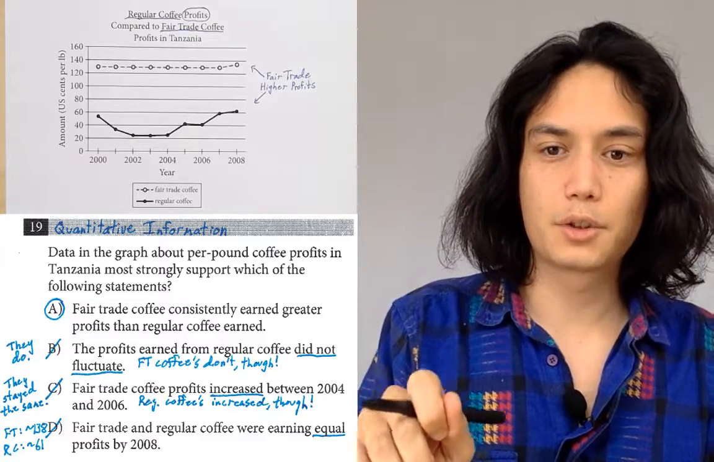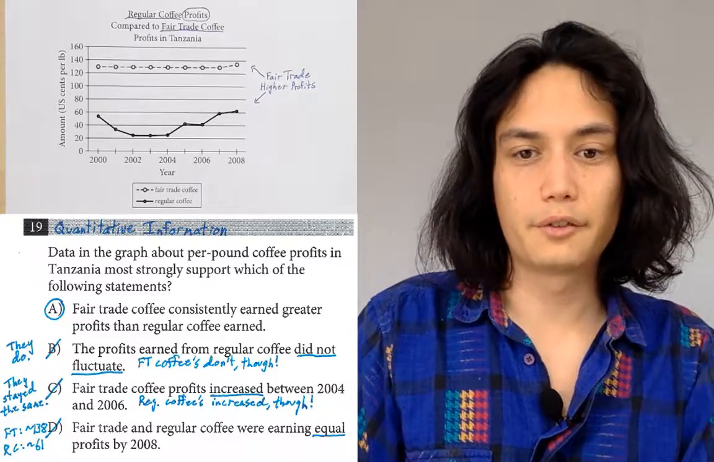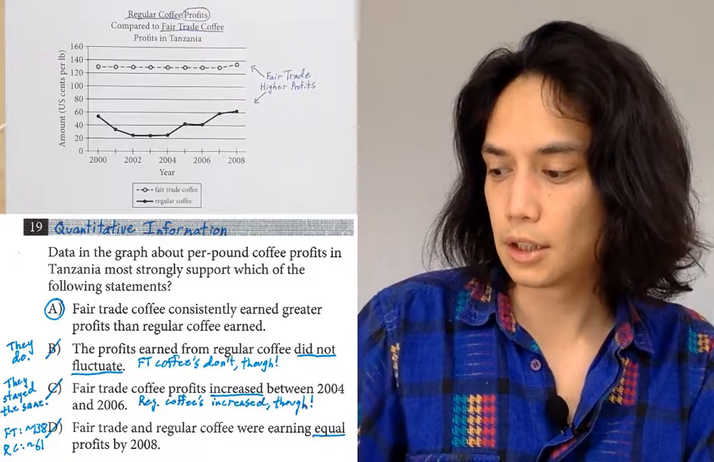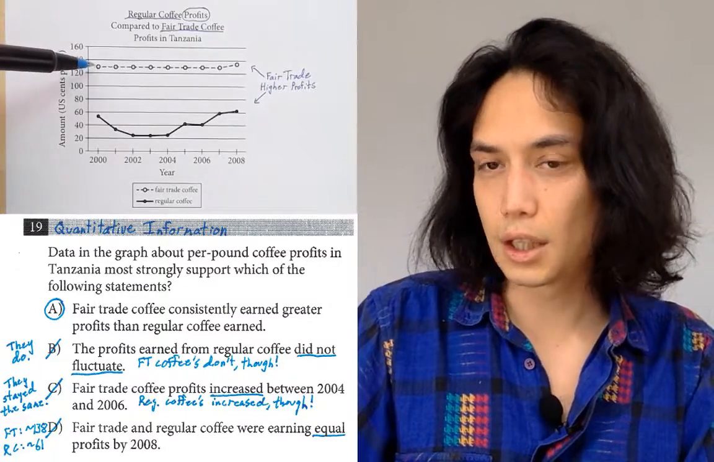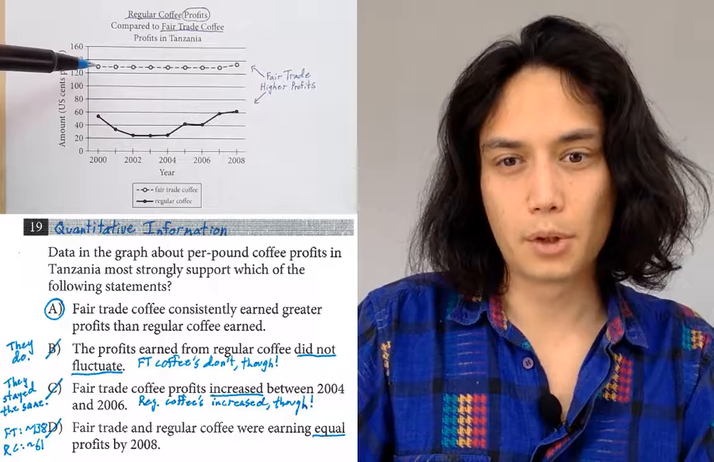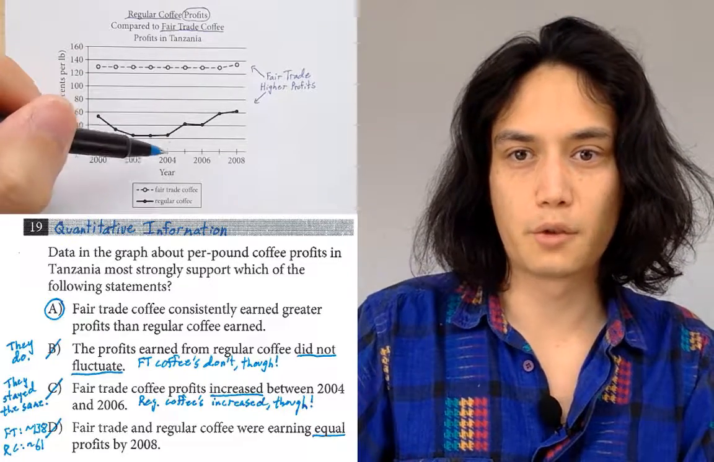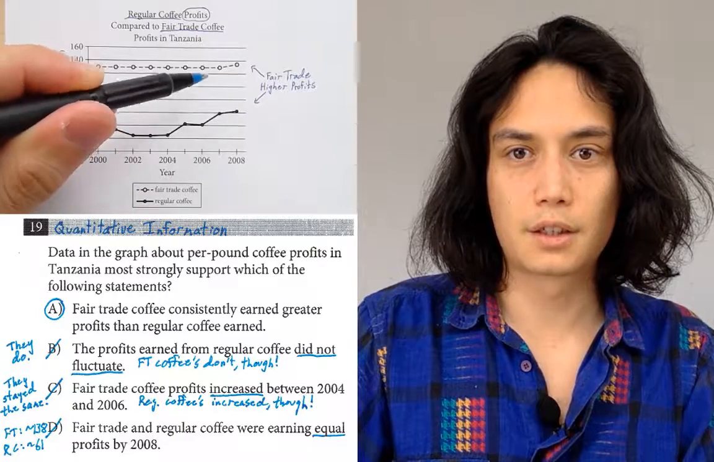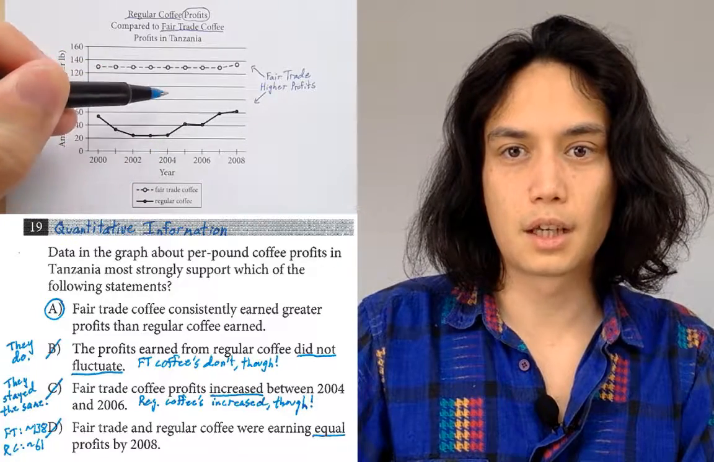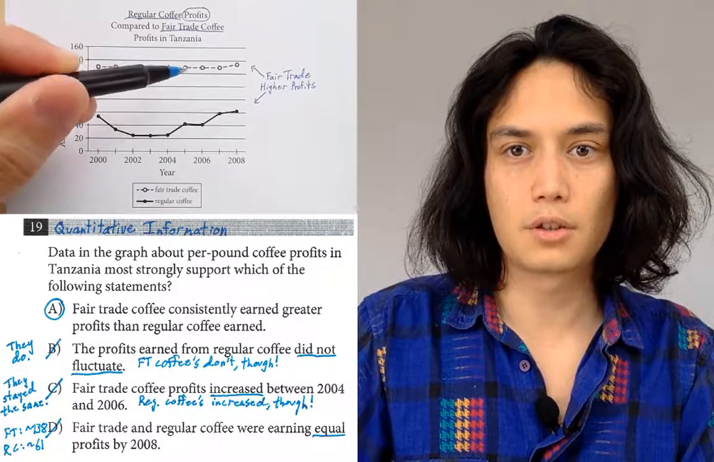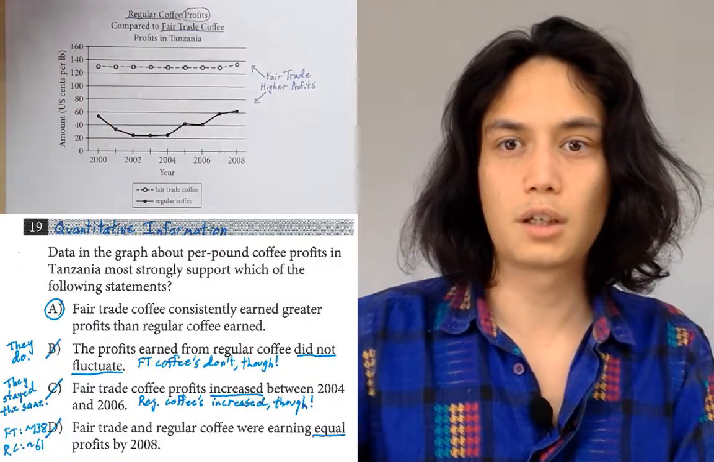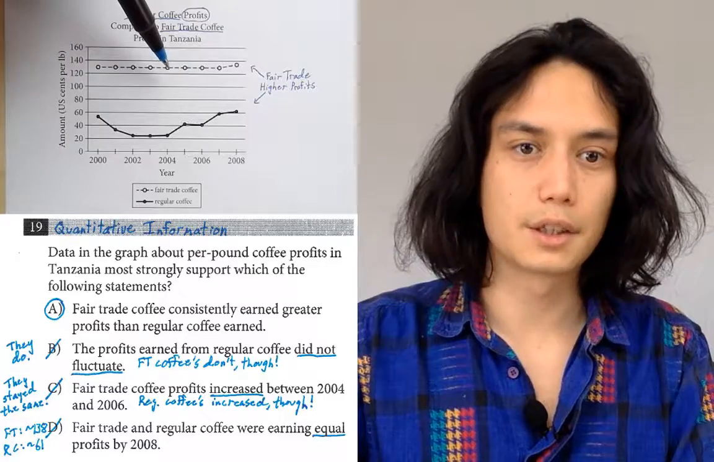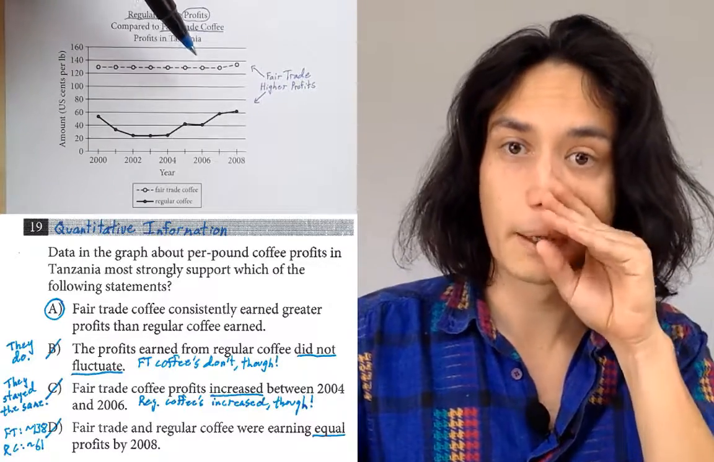All right. Answer choice C. Fair trade coffee profits increased between 2004 and 2006. Now again, we're looking at fair trade coffee profits, and we're looking at the time period between 2004, so that's this, and 2006, so that's this. And this claim is saying that they increased. So from here to here, the fair trade coffee profits increased. Well, they didn't. They stayed the same. They didn't increase. This line isn't going up.